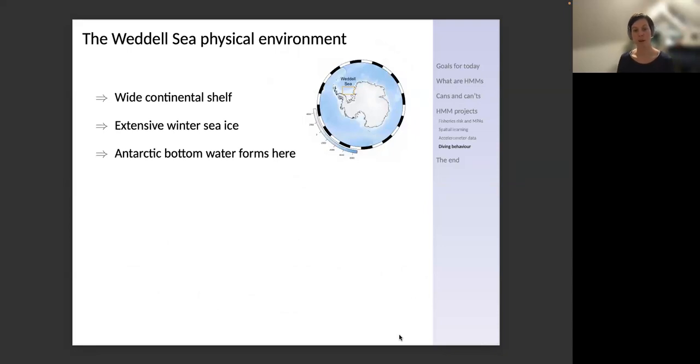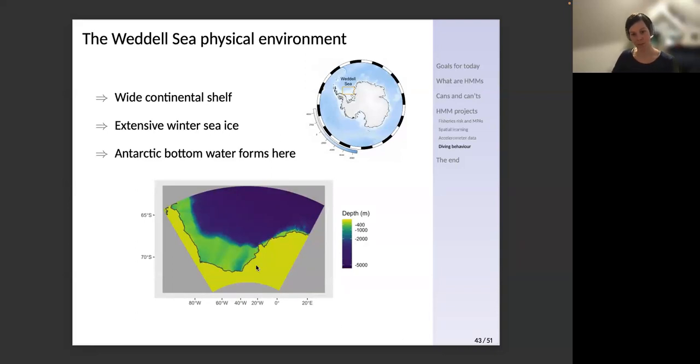So the Weddell Sea physical environment is quite unique for Antarctica. It's got this really wide continental shelf, which is unusual, and it's got really extensive winter sea ice. And it's also special oceanographically because Antarctic bottom water forms here. Antarctic bottom water is a very cold, dense water mass. It forms here and it actually sinks to the bottom, and it fuels global ocean circulation. So it actually contributes to the Gulf Stream that you don't experience on the West Coast, but on the East Coast of the US and the West Coast of Europe, we experience it.